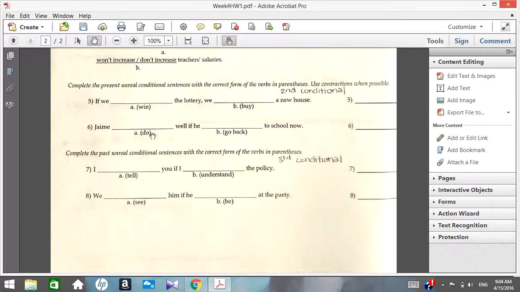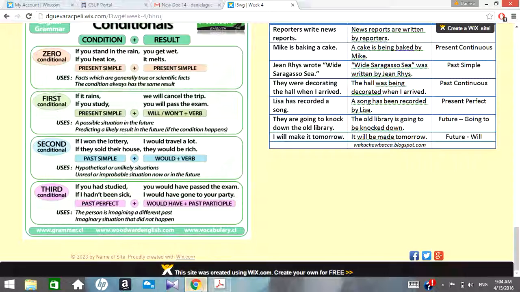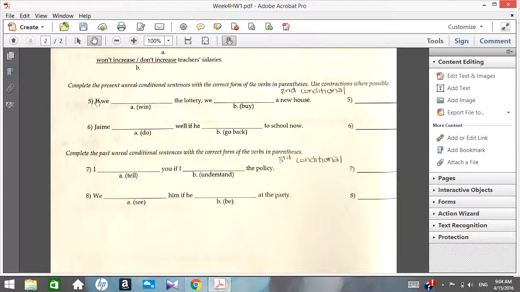So I have my if clause here, and then remember, go back. The if clause for the second conditional takes the past simple. So here, what's the past tense of win? Won, right? So if we won the lottery, we would buy a new house. Okay? And then the second one, we have the if clause in the second part, so don't get confused. So then this one has to take would, right?